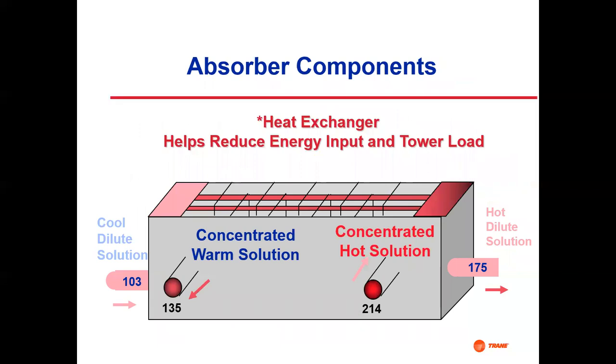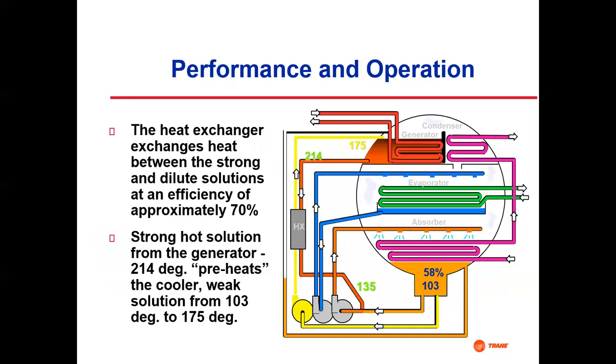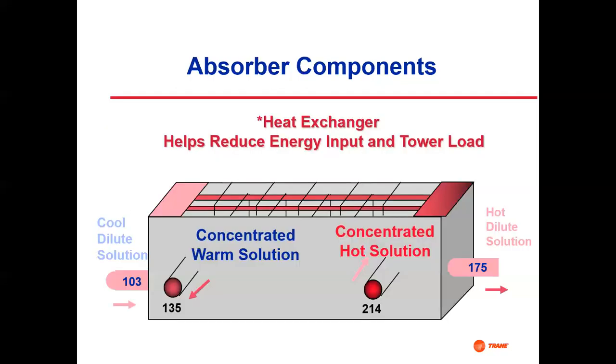Okay, so here's a picture of the heat exchanger. Here's where they show the concentrated solution in at 214, out at 135, and the dilute solution in at 103, out at 175. Another thing this does is reduce the load on the cooling tower a little bit, because this 135 is coming in here mixing with 103. The cooler we can make this, the less cooling we're going to have to do right here. So it has an impact on the cooling tower.